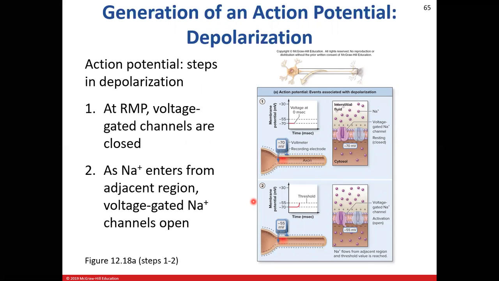So how do we actually generate the action potential during depolarization? Well, there are a few steps in depolarization. At the RMP, the voltage-gated channels are closed. However, once we reach that threshold number and sodium is allowed to enter from the adjacent regions, we're stimulating the voltage-gated sodium channels to open. As more sodium floods in earlier, it's going to stimulate the opening of more voltage-gated channels a little further down the chain. This is what we see with the action potential as it moves down the axon.